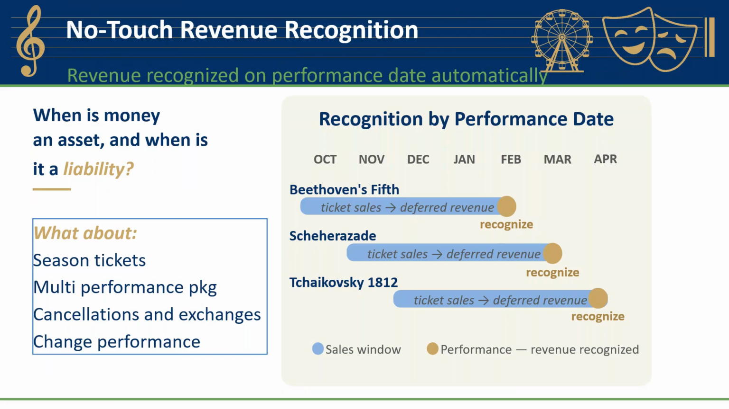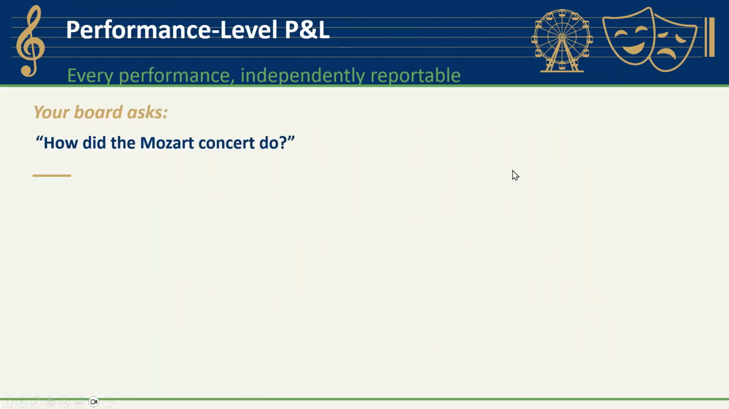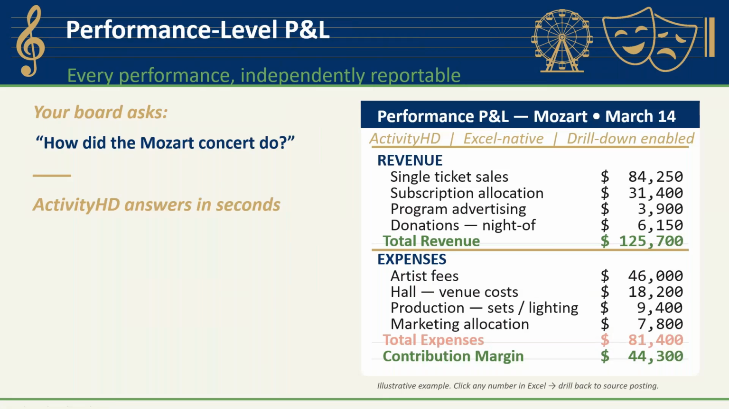What about a cancellation or exchange? I'm not going on Friday night, I'm going on Saturday night instead. And oh my goodness, it's so complicated. And we've just added 3 or 4 more tabs to your spreadsheet. All you want to know is, how did our Mozart concert do?